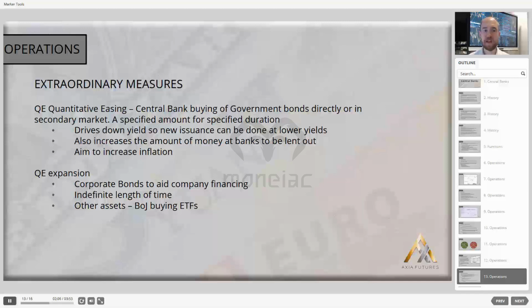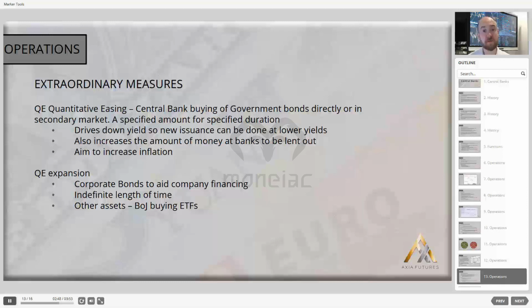What can be done then is they can widen the net of what they buy, move more into corporate bonds that help company financing out, or move into other sort of lower risk bonds, i.e. municipal bonds. So that's more local government bonds. Or they can vary it in terms of time. So they could go an indefinite length of time, an indefinite amount of buying as well. They could say that we will buy unlimited, certainly in terms of time, and they would just say we will just continue these purchases for an unspecified amount of time.